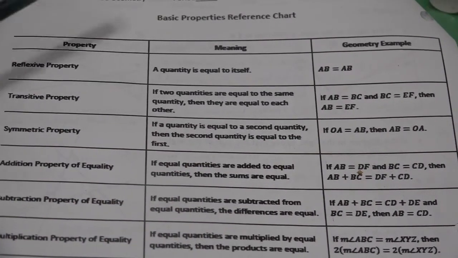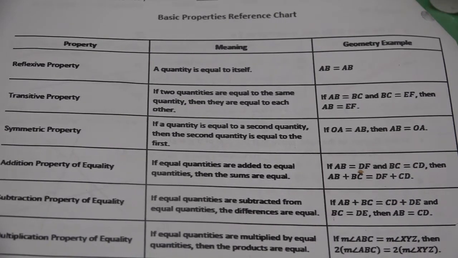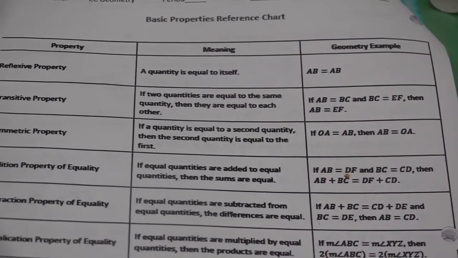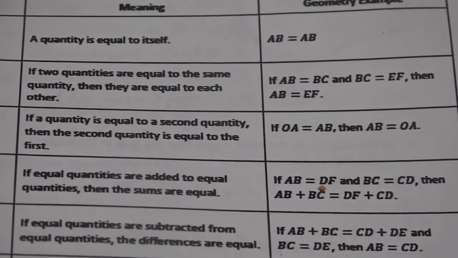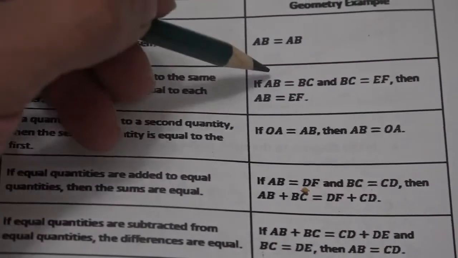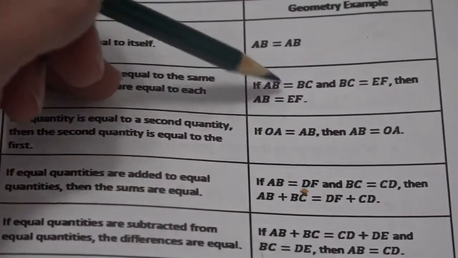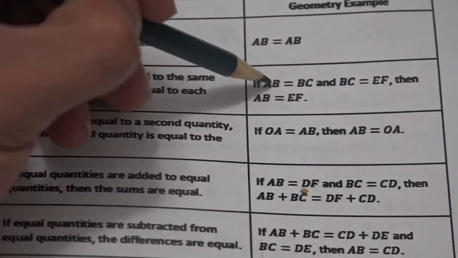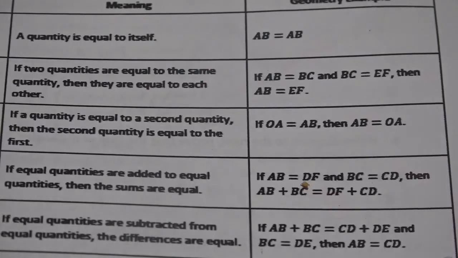The transitive property says if two quantities are equal to the same quantity, then they are equal to each other. In other words, if A is equal to B and B is equal to C, then A is equal to C. Let's go over here a little closer. If AB is equal to BC and BC is equally measured to EF, then you skip the BC and you say AB is congruent to EF.